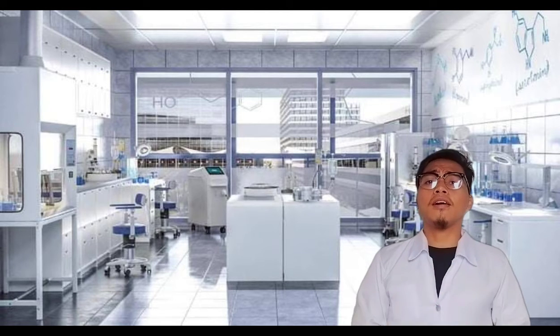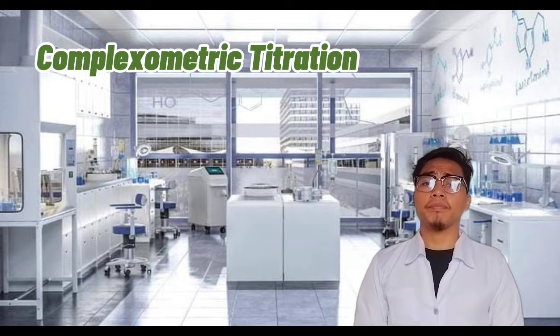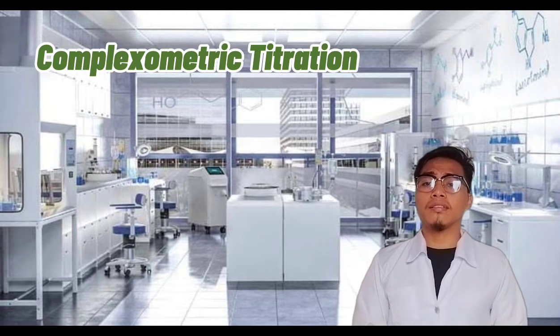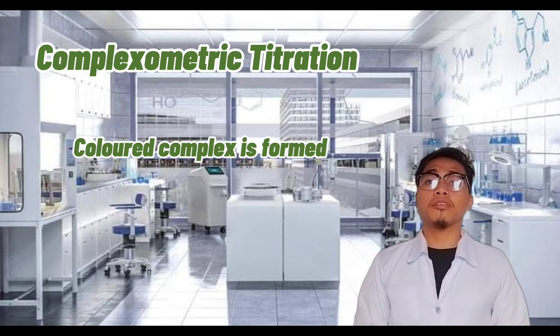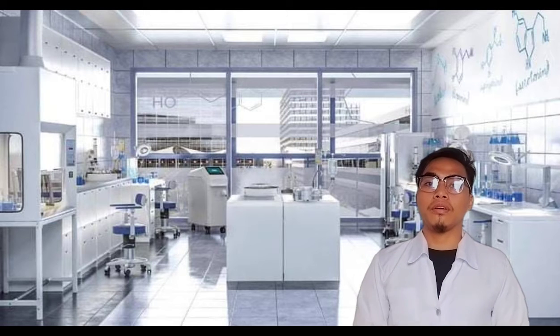Now, let's go on to the third type of titration. So we have this complexometric titration. This type of titration can also be referred to as chelatometry. In this method, a colored complex forms, indicating the endpoint of the titration. This method is used to determine a mixture of metal ions in a given solution.